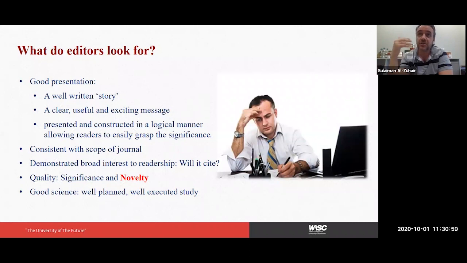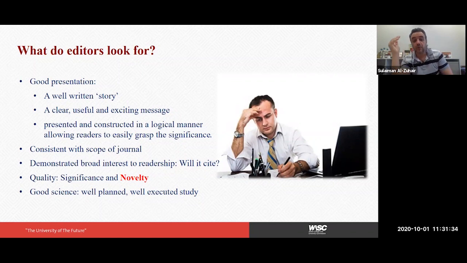And you need, as I mentioned, to say it as a story and get the reader engaged in what you're trying to say. A clear, useful, and exciting message should come out from that paper. So the editor will look at it and say, does it have that or not? Presented and constructed in a logical manner, allowing readers to easily grasp the significance. It should be consistent with the scope of the journal. So if the editor finds that your paper doesn't go with the scope of the journal, he will reject it immediately and will not send it to reviewing.